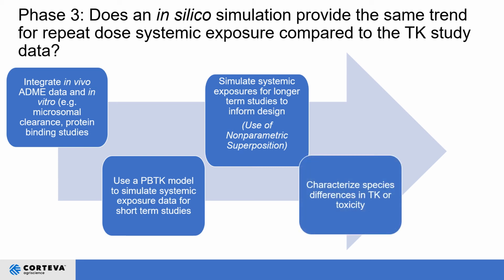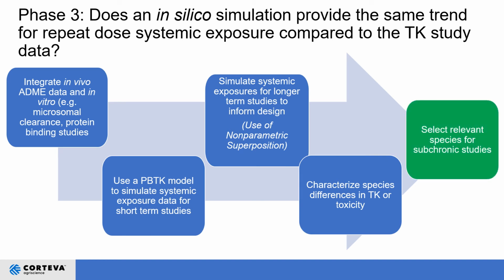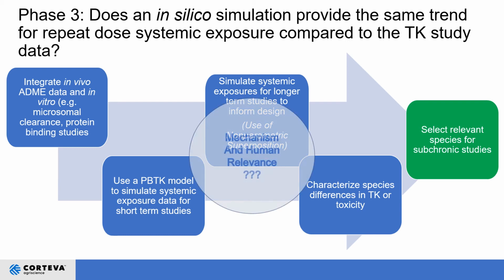The goal we are working towards is characterization of species differences in TK or toxicity using in vitro, in silico, and/or short-term toxicity data, which helps to build the weight of evidence for selection of the most sensitive and relevant species for subchronic toxicity evaluation. As we are considering additional refinements and the future of toxicity testing, we also need to consider the evaluation of species-specific mechanisms and whether these are human relevant.